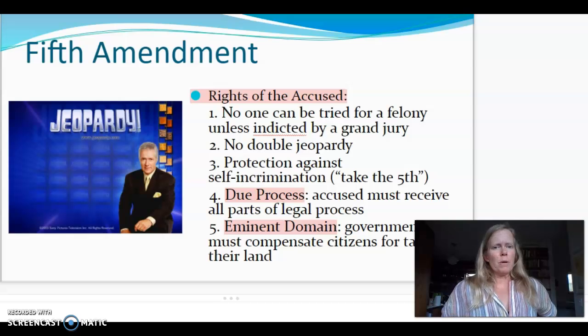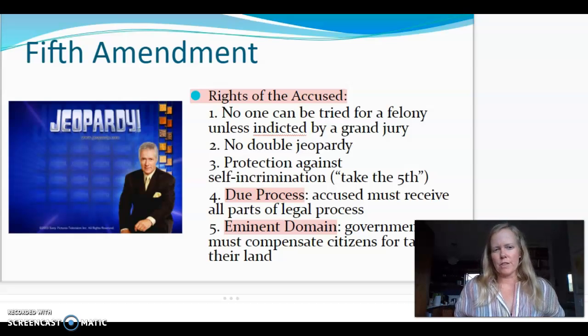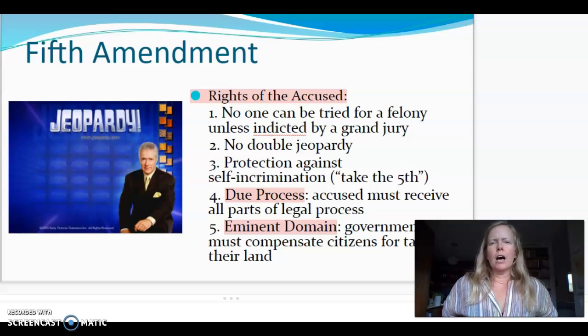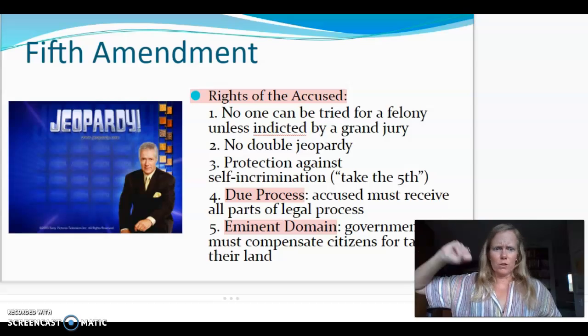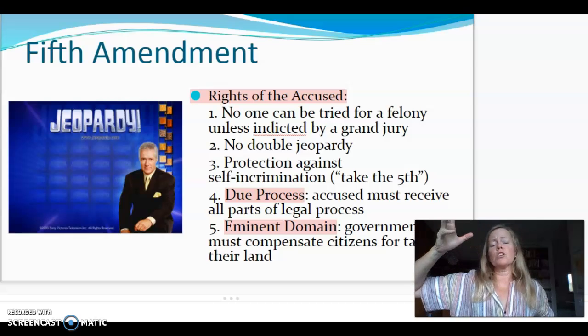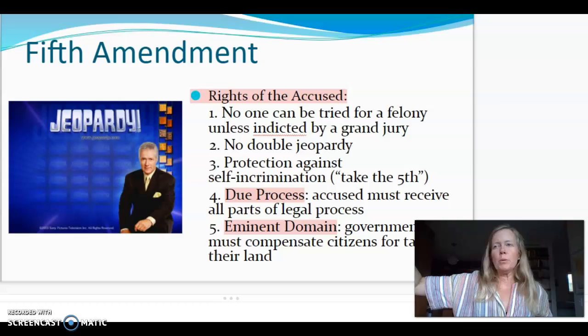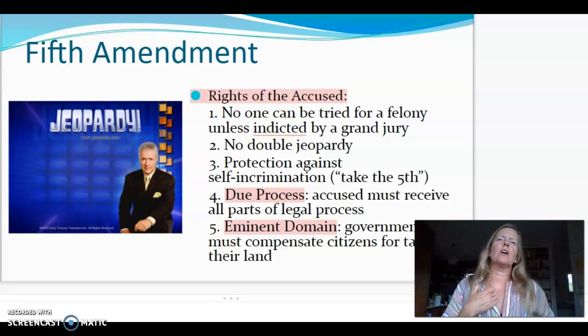The first part of the Fifth Amendment says no one can be tried for a felony unless they've been indicted by a grand jury. That term, indicted. This is not a jury of your peers like you see in the movies, with the people they pull off the street and they're on the jury. This is what's known as a grand jury. There are people picked by the court system to be part of a grand jury. The purpose of indictments is in felony offenses.